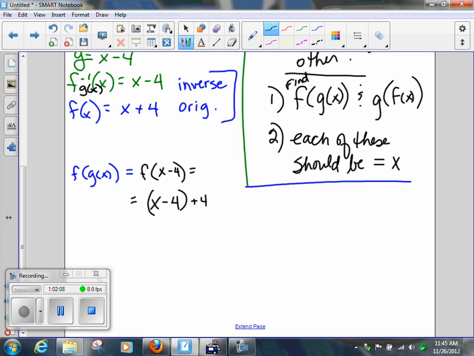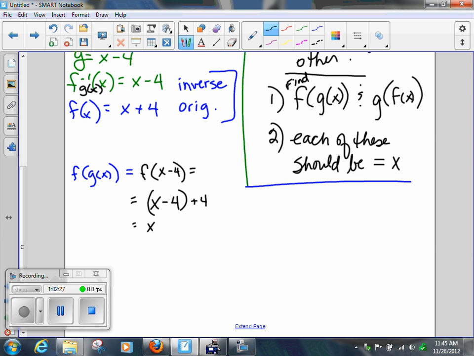Y'all with me? You seeing what I'm doing? Think about it and process. Combine like terms, what do you get? X. So f of g of x is indeed equal to x. Think about what we're doing.